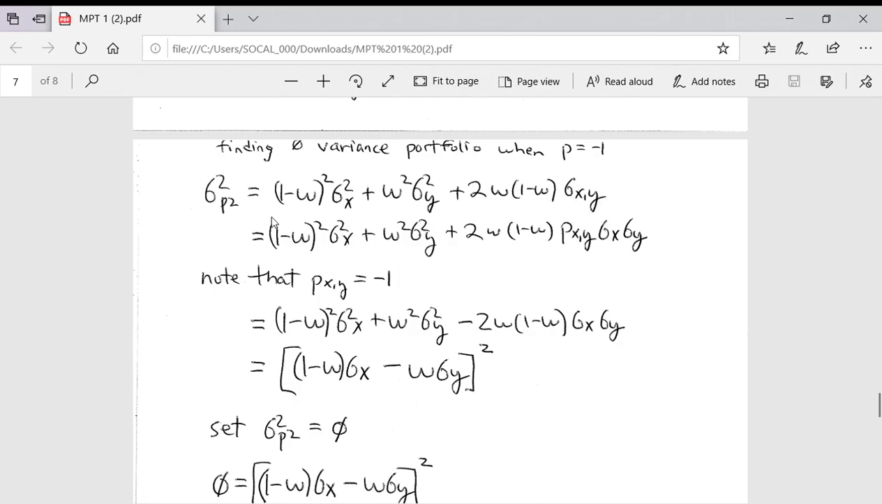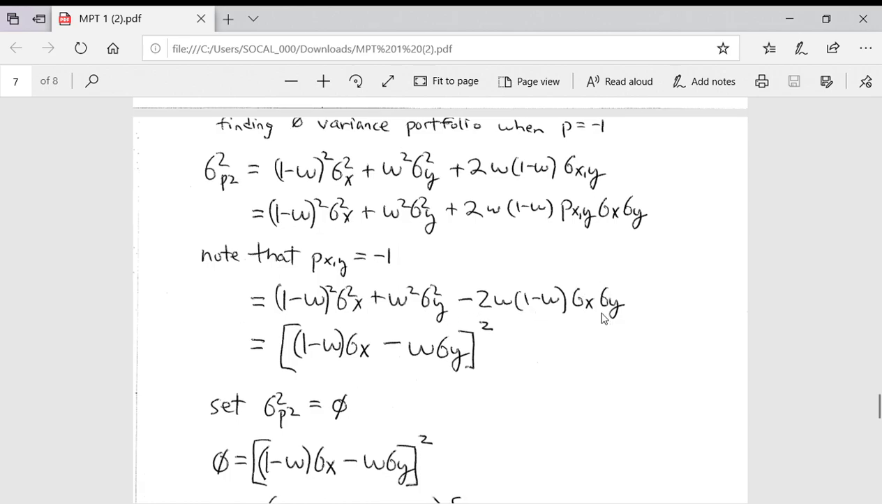And what we're doing in the next step is we're just plugging in this term for covariance as before. And then we note that by assumption for this analysis, the correlation coefficient between the returns of x and y is -1, so we plug a -1 for this value here. And that just changes this plus sign to a minus sign down here. And then we just rewrite what we have up here, plugging in the -1.